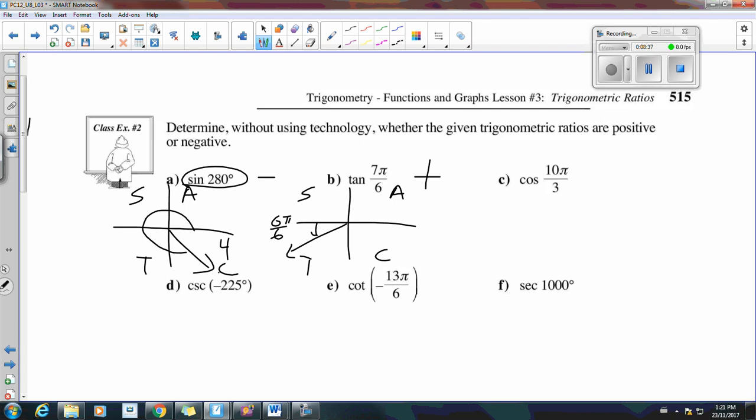Cos of 10 pi over 3. Okay, well, let's think about this. If we're working in pi over 3s, this is 3 pi over 3. We'd get to here. A full rotation would be 6 pi over 3. Back here would now be 9 pi over 3. So 10 pi over 3 must be in this quadrant. In quadrant 3, only tan is positive, so cosine must be negative.